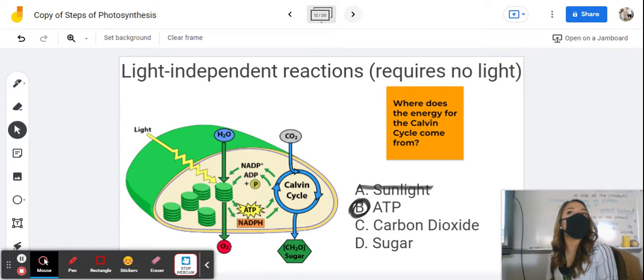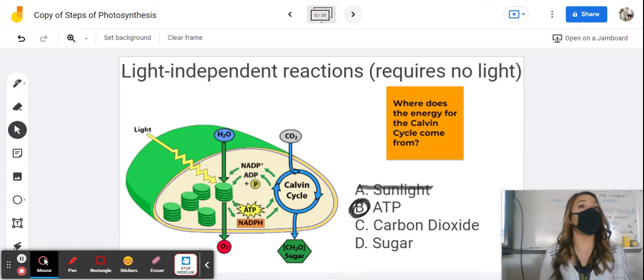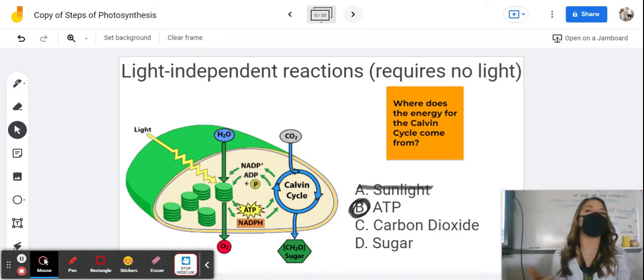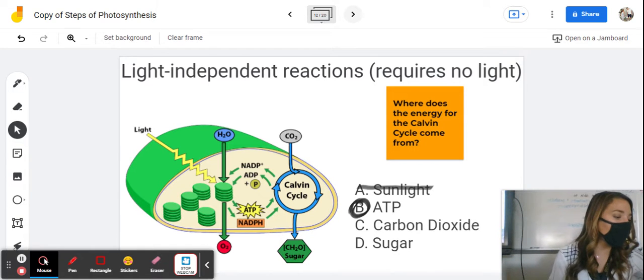So you might say, well, Miss Cole, then can't plants do photosynthesis in the dark since the second step doesn't need it? Sure, the second step doesn't need it. But remember how I showed you the video with the plant underwater? When the light is off, we can't make the ATP in step 1, so we can't power step 2. So you need step 1 to do step 2.